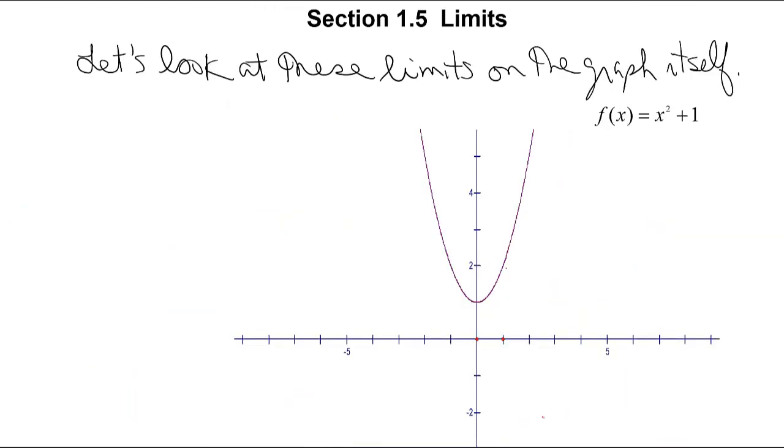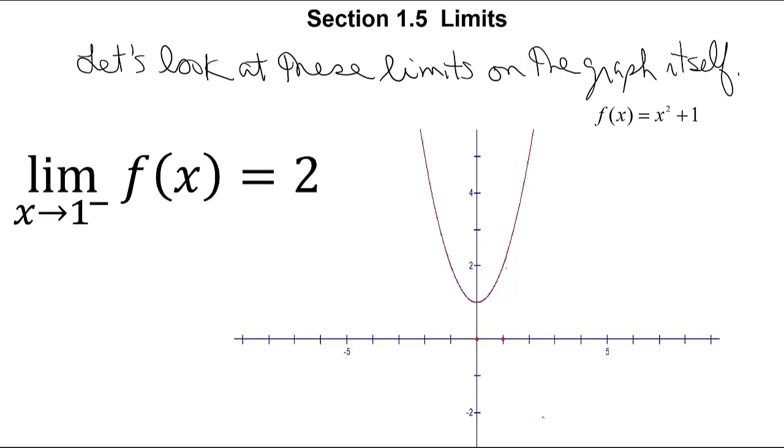Now let's look at these limits on the graph itself. We talked about it from a strictly algebraic symbol point of view. Now let's look at how this interpretation works on the graph itself. If I want to look at a left-hand limit, you notice that minus sign as a superscript. I'm coming in from the left, and I'm getting closer and closer to the number 1. So I'll put 1 down here. I'm coming in from the left. That means I'm coming in from this direction, getting closer and closer.